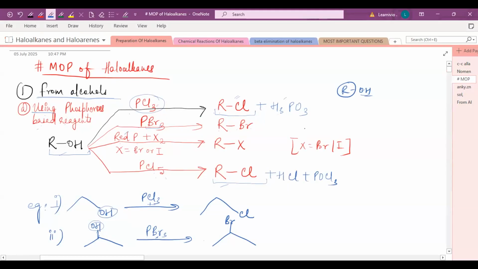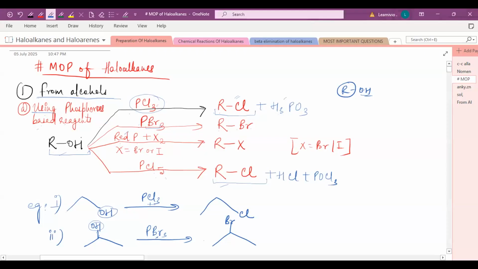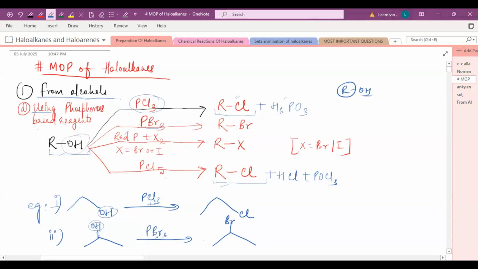Very simple. You just have to replace the OH group of the alcohol by the chlorine group, and you will get the corresponding halide. Similarly, when you use PBr3 as a reagent, what will be the product? Just replace this OH group by the bromine group, and you will get the alkyl bromide.